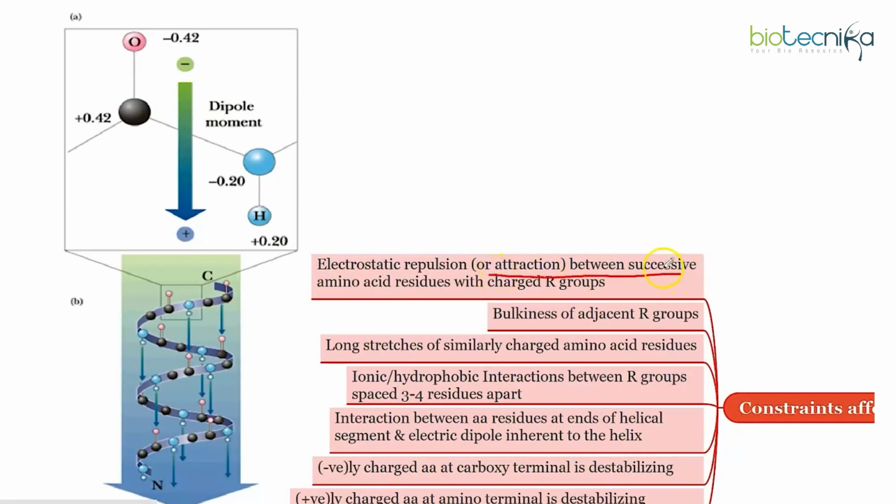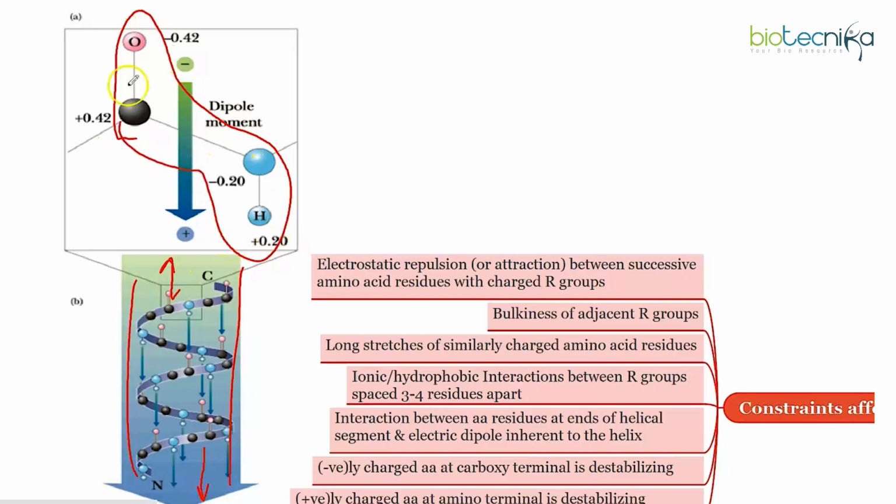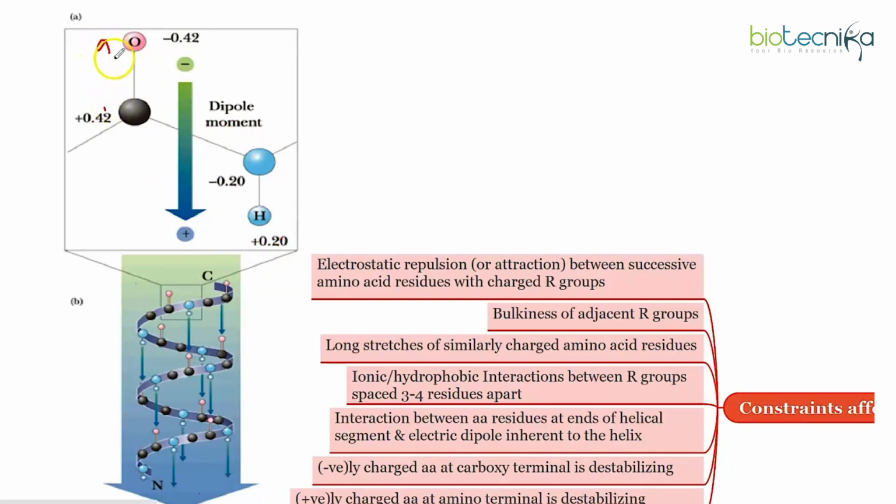Electrostatic repulsion or attraction between successive amino acid residues with charged groups. The entire alpha helix has a dipole moment. You have a negative charge and a positive charge in the peptide bond. So actually the peptide bond itself has a dipole moment. The CO side gets a partial negative charge, the NH side gets a partial positive charge. So in the alpha helix also, the C terminal end has a partial negative charge, the N terminal side has a partial positive charge. That's why oppositely charged amino acids will be preferred.